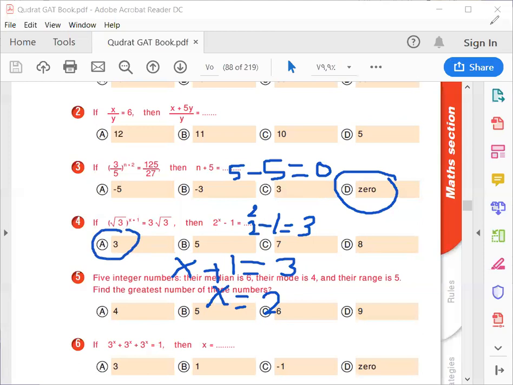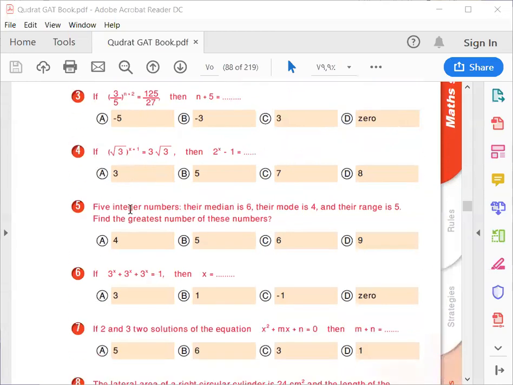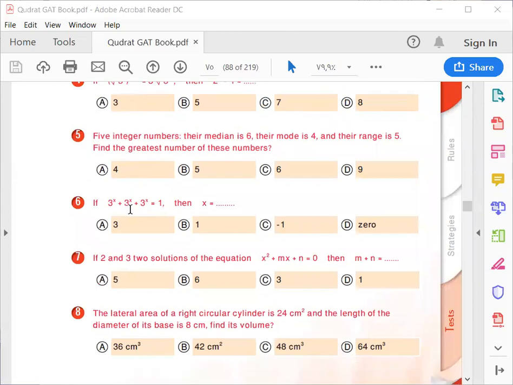Good. So we will go now to question 5. What is question 5? It says: 5 integer numbers, their median is 6, their mode is 4, and their range is 5. Find the greatest of these numbers. How do I find it? Because it says the 4 repeats twice.